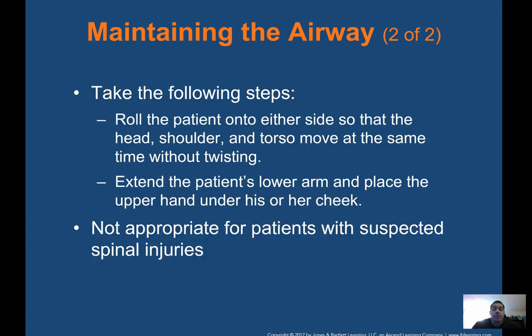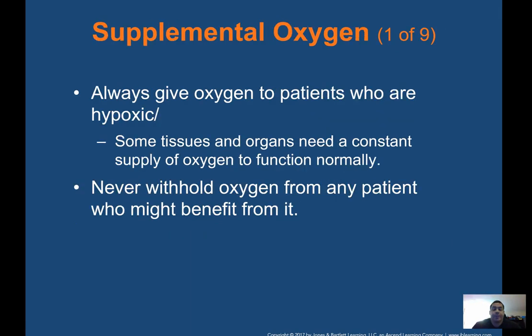Take the following steps. Roll the patient onto either side so that the head, shoulder, and torso move at the same time without twisting. Extend the patient's lower arm and place the upper hand under his or her cheek. Not appropriate for patients with suspected spinal injuries. Supplemental oxygen: always give oxygen to patients who are hypoxic. Some tissues and organs need a constant supply of oxygen to function normally. Never withhold oxygen from any patient who might benefit from it.